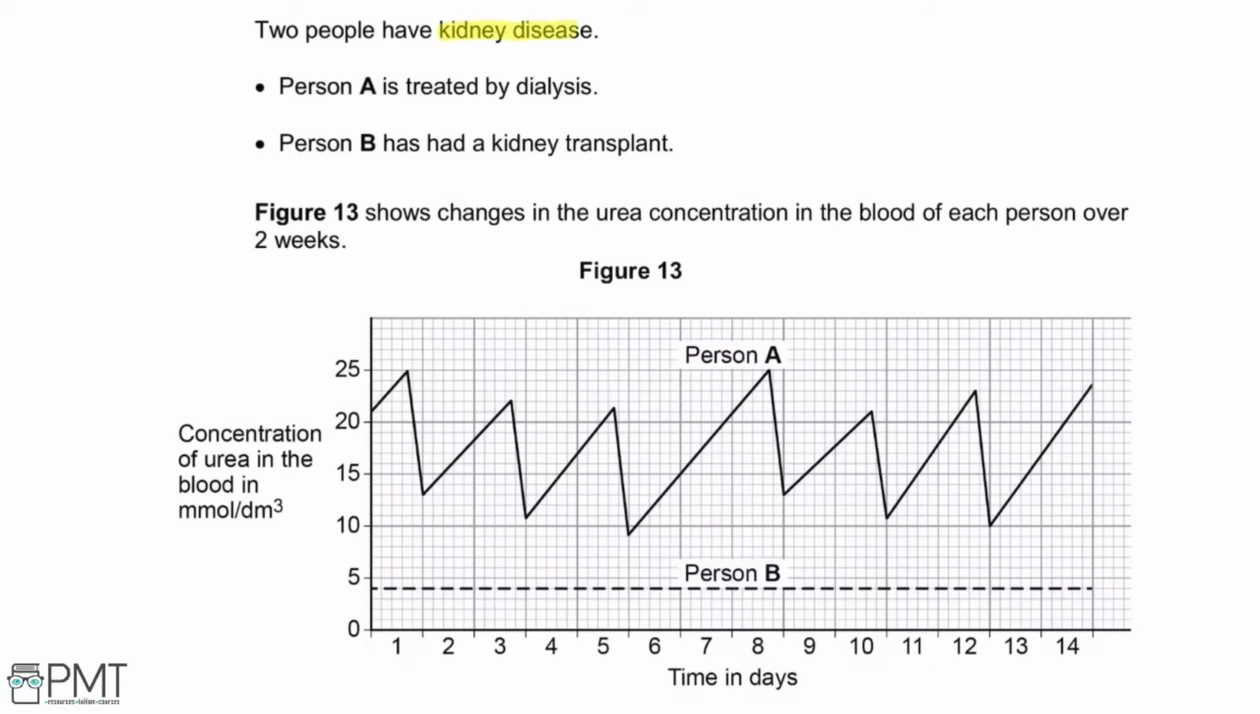2 people have kidney disease. Person A is treated by dialysis, and person B has a kidney transplant. Figure 13 shows changes in the urea concentration in the blood of each person over 2 weeks. So below is figure 13. On the y-axis is the concentration of urea in the blood, and we can see that there is a solid line for person A and a dotted line for person B, and the x-axis shows the time in days.